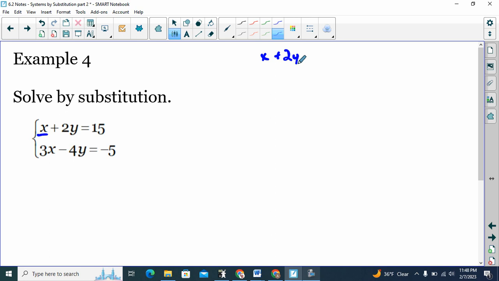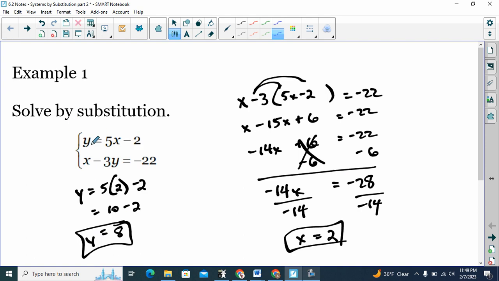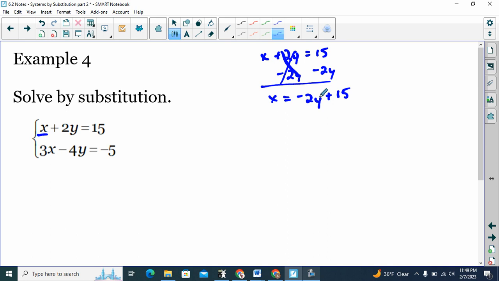So it says x plus 2y equals 15. We are going to subtract 2y from both sides. So it says x equals negative 2y plus 15. We solved this first equation for x. It now says x equals. That's what we want. We want one of the variables by themselves. x equals is what I want.